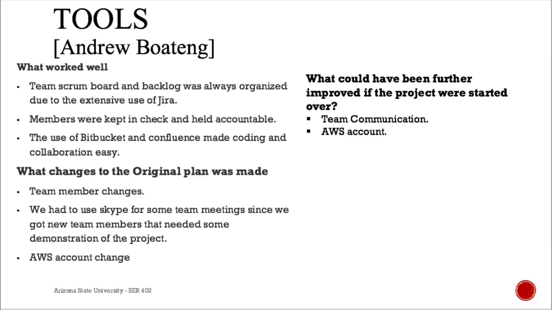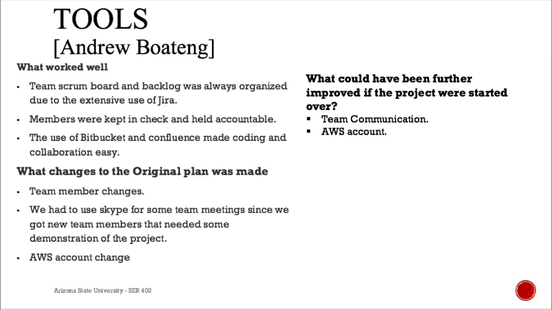The next thing that went very well was that the members were held accountable by each other. So when a task was given, other members checked on them to see how they were doing, and if they needed any help, they did all they could to help. Also, we used Bitbucket and Confluence, which made our coding and collaboration very easy. We just pulled and pushed out of Bitbucket whenever needed, and Confluence helped us in editing our documents online without having to download them.